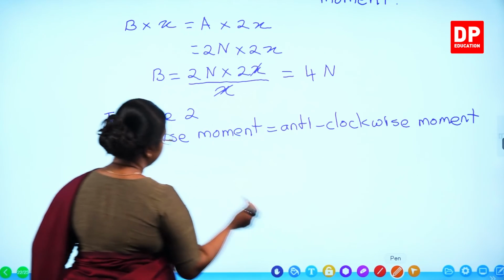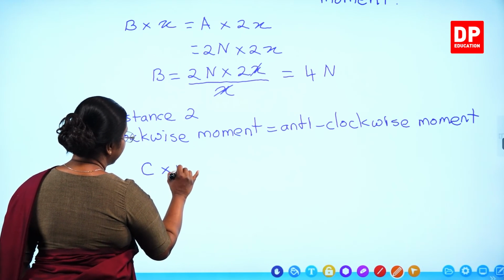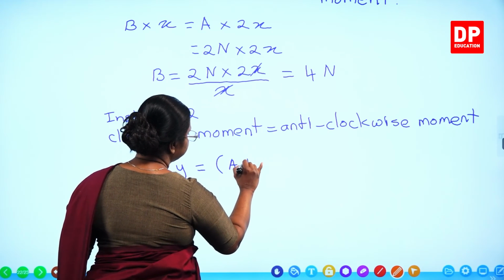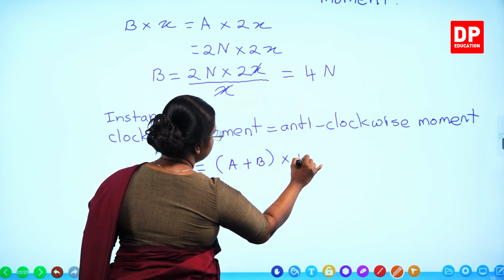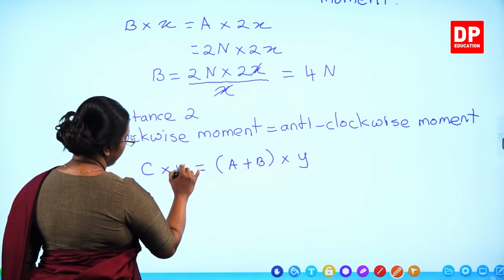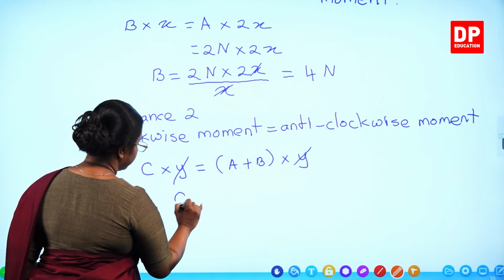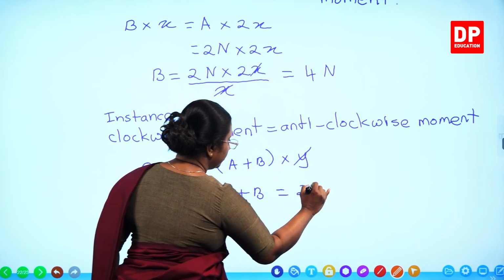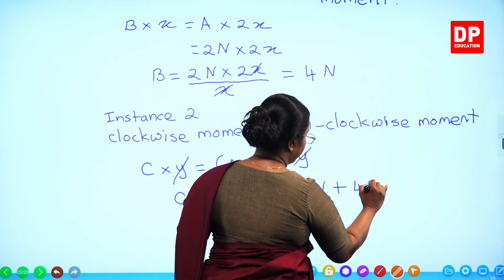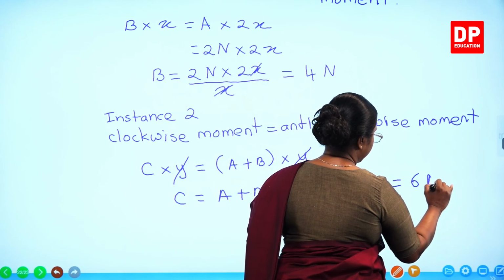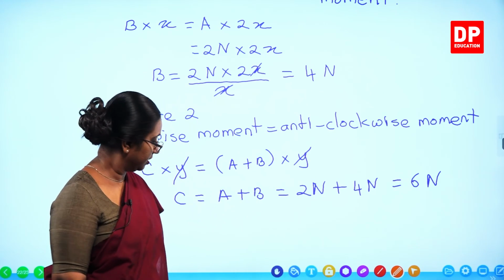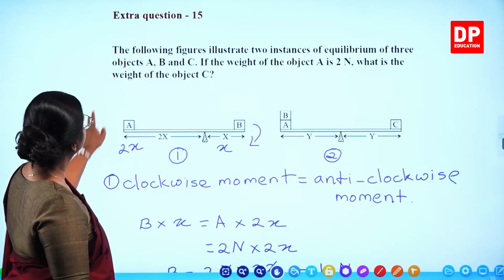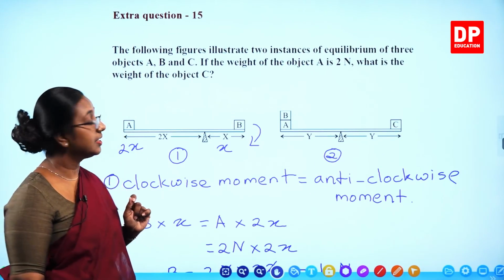So here it's C into Y is equal to A plus B into Y. So you all know Y and Y cancels off. C will be equal to A plus B, that is 2 Newton plus 4 Newton, and that's going to be 6 Newton. So the question was to find the weight of object C.